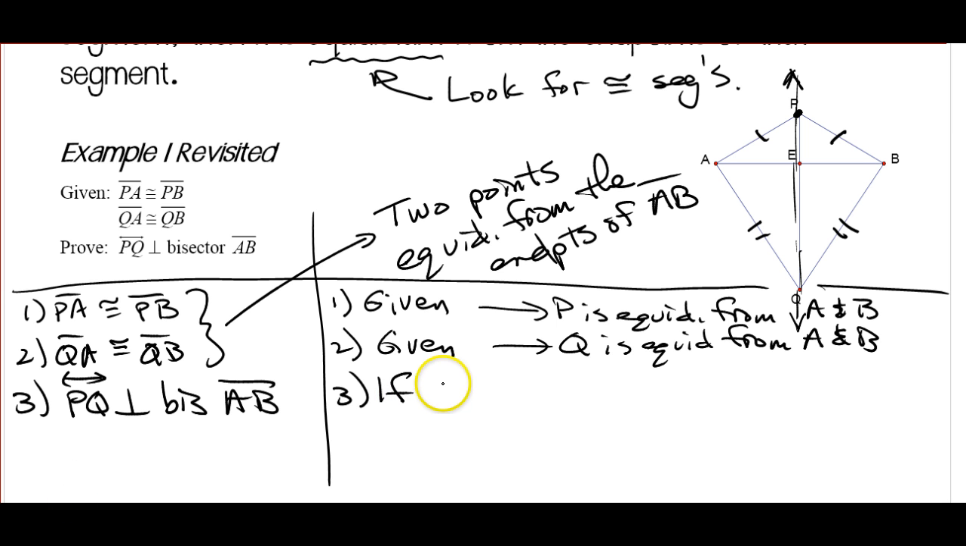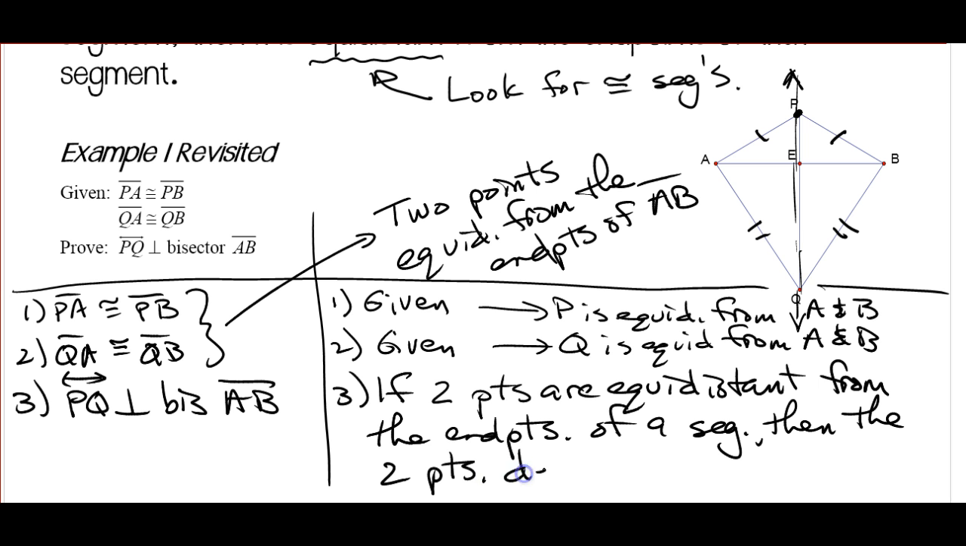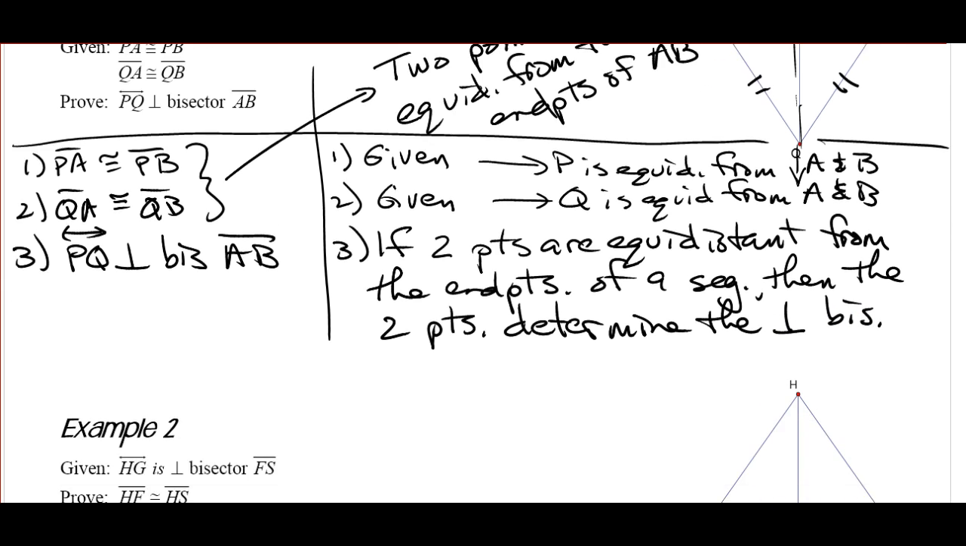If 2 points are equidistant from the endpoints of a segment, then the 2 points determine the perpendicular bisector of that segment. Again, I know it's a long theorem, but definitely a lot shorter than doing a 15-step proof to do this.